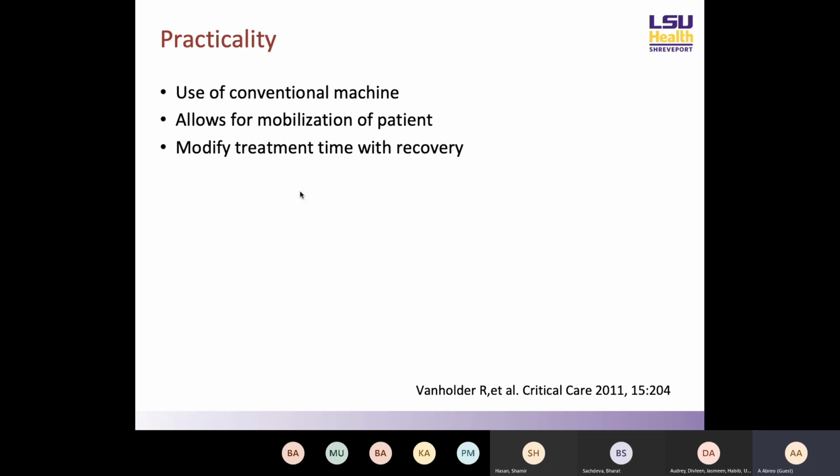So with that in mind, there is some practicality to using intermittent hemodialysis. You get to use a conventional machine. The patient isn't tethered to a machine 24 hours a day, so they can participate in rehabilitation. They can have advanced mobilization that's not possible if the patient's connected to a CRRT machine.